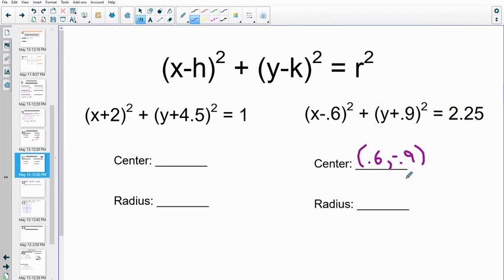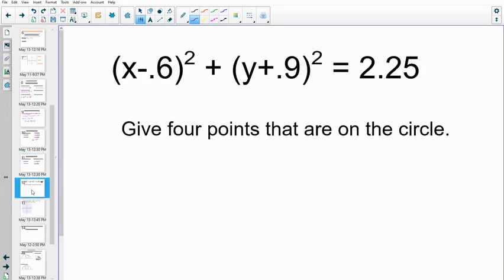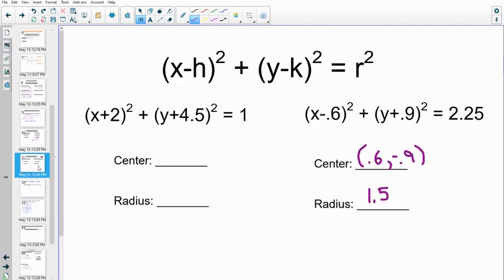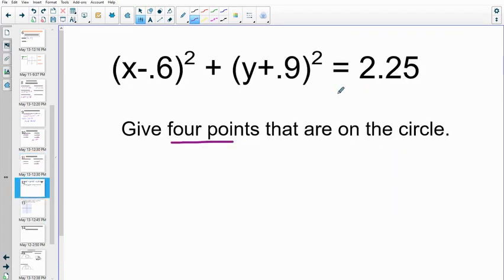So the radius is the square root of 2.25, which I can plug into a calculator, or maybe my number sense is such that I know what that is, but it is 1.5. And then I'm going to continue on using that same equation and talk about how to get those same 4 points. Now again, I remember that my center is at 0.6, -0.9. I'm going to write that up here. This isn't one of my answers, but my center is at 0.6 and -0.9. And my radius is 1.5.